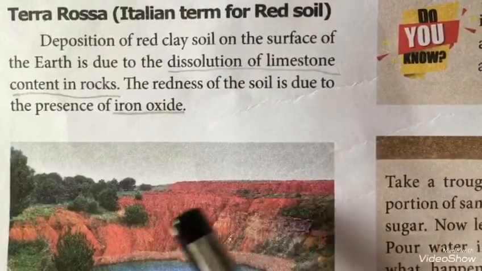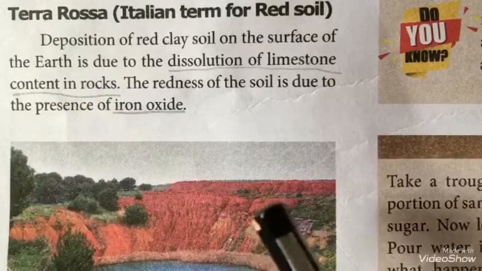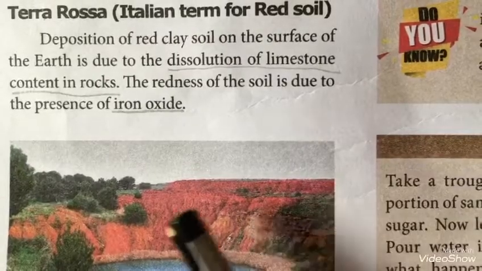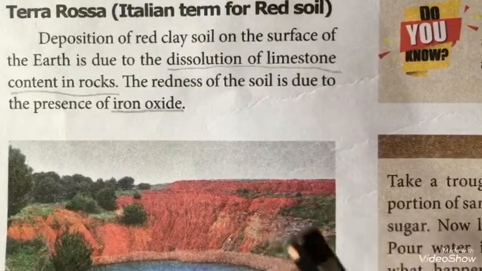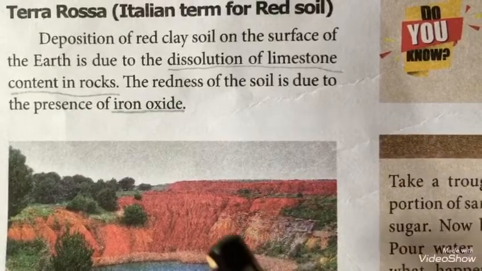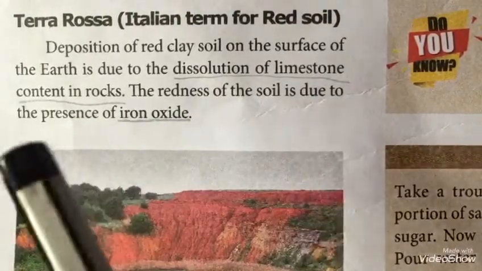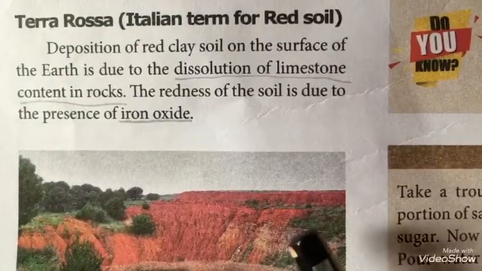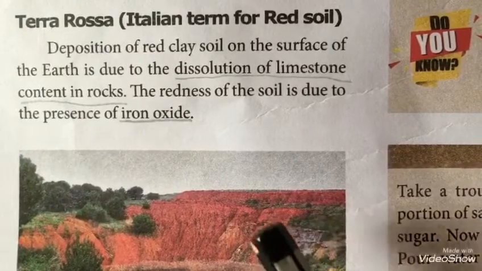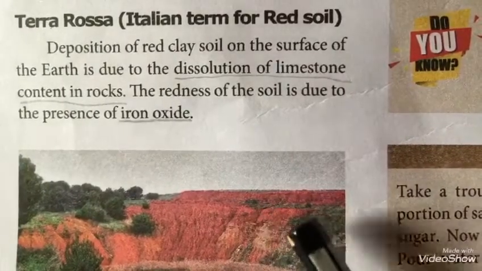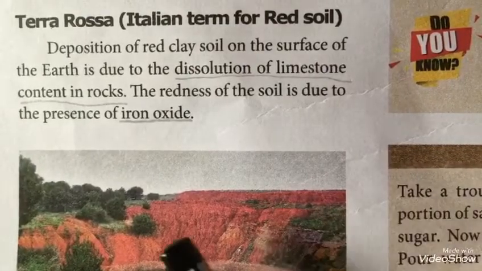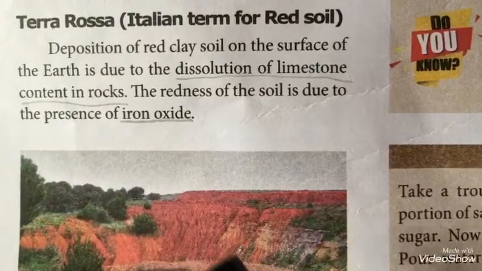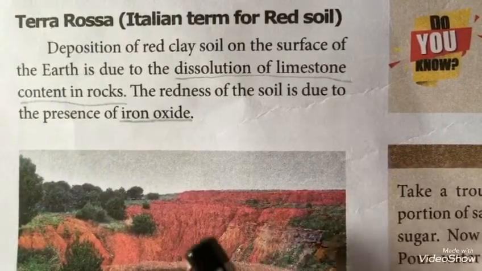So see here, the red clay soil. Hope you know what is clay, right? The red clay soil is deposited on the earth's surface. How is this red clay soil visible outside? How is it deposited? Because the limestone content which is present in the rocks, see here, these are rocks, no? The limestone content present in the rocks is dissolved by the underground water. So the remaining red clay soil is deposited on the earth's surface. This is known as the landform named Terra Rosa.